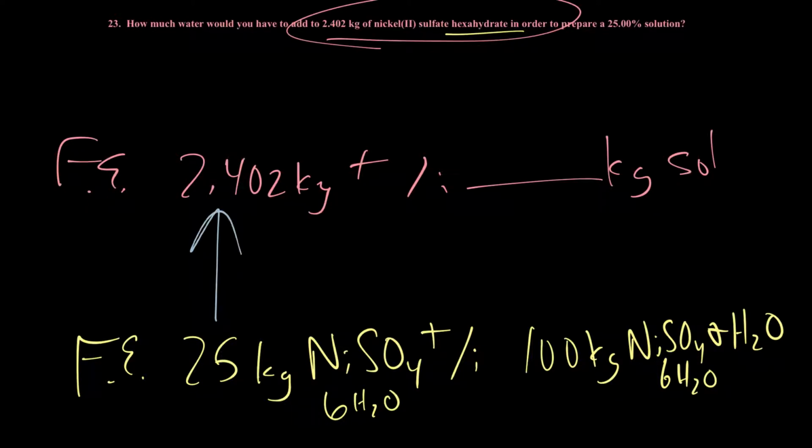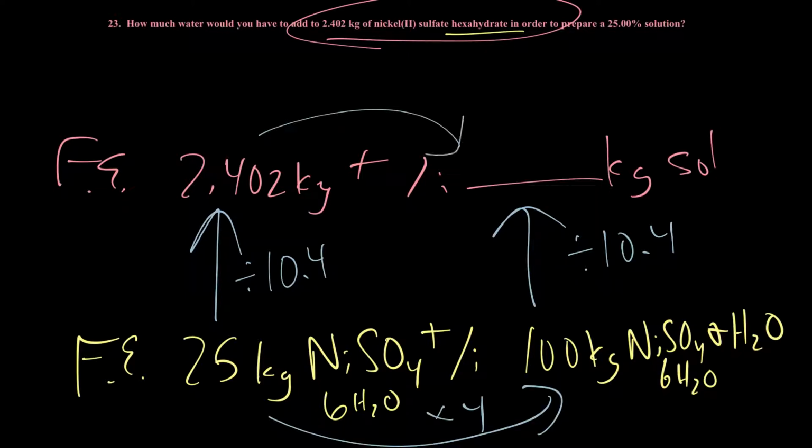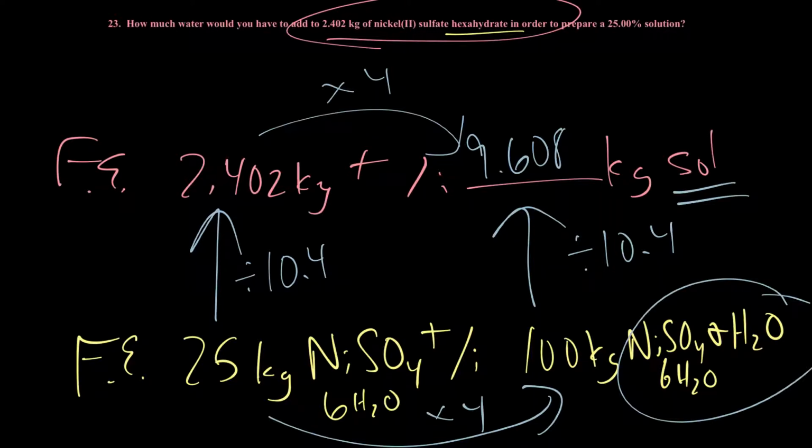And to go from here to here, I'm going to use a calculator for this one. I know. Divided by 10.4. Or I could have just done times 4, that might have been a little bit easier. That would be 9.608 kilograms. Now, that is of solution, which means that it's these two things, so I have to subtract 9.608 minus 2.402, which means it's basically 70%. So this is 7.206 kilograms of water.